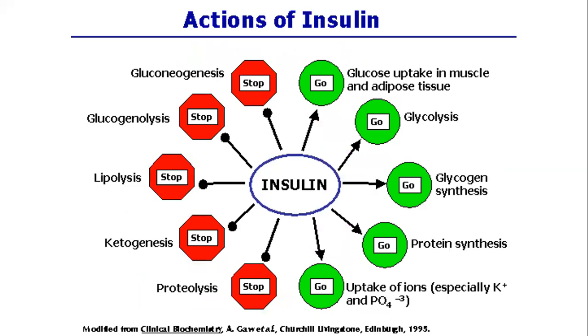So, in summary, what are the functions of insulin? Insulin in the body stops gluconeogenesis, it stops glycogenolysis, it stops lipolysis, it stops ketogenesis, and also it stops proteolysis. Insulin promotes glucose uptake in the muscles and adipose tissues, promotes glycolysis, promotes glycogen synthesis, promotes protein synthesis, and also promotes uptake of ions, especially potassium and phosphorus in the body.